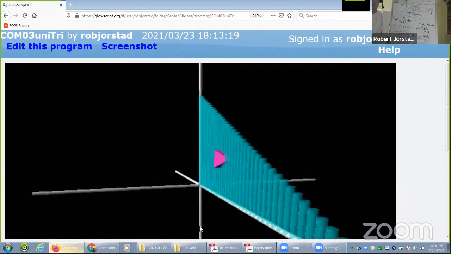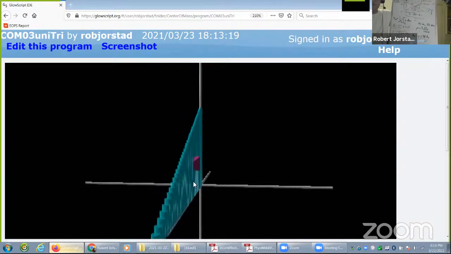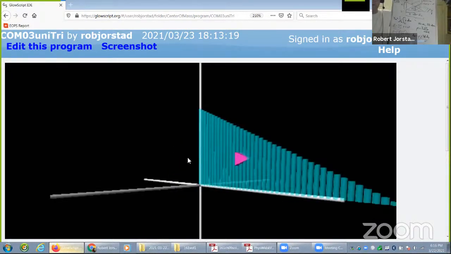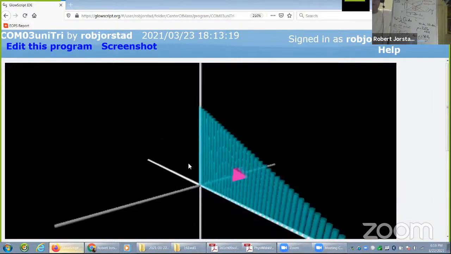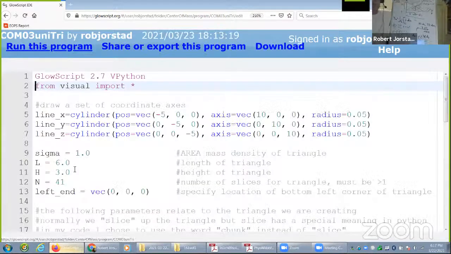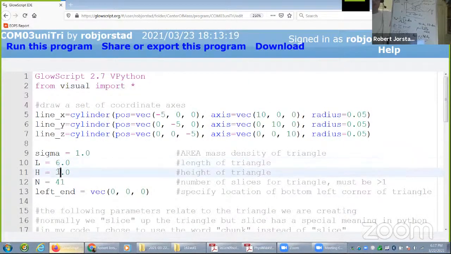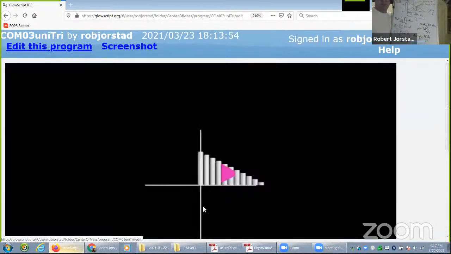The idea is you're building this thing up out of these vertical slices, right? So you could kind of see them there. And again, this isn't perfect, but if I edit this program, let's just set the length to 6, the height is 3. And let's do this with, say, 11 slices right now. Okay. So this is what you're doing in calculus, right? You're splitting things into slices and just adding them up.